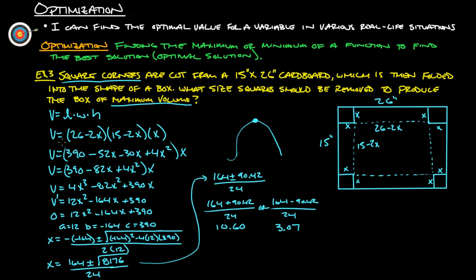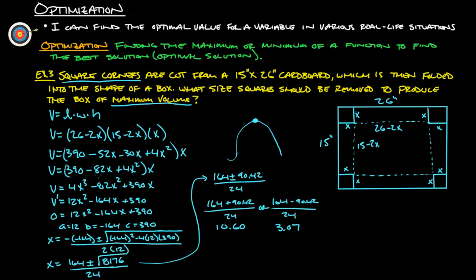Anyway, so we've got volume is length times width times height. The length 26 minus 2x, width 15 minus 2x, height x. Okay, so multiplying these out, so foiling these two or multiplying these two here, we get this. Still have the times x.